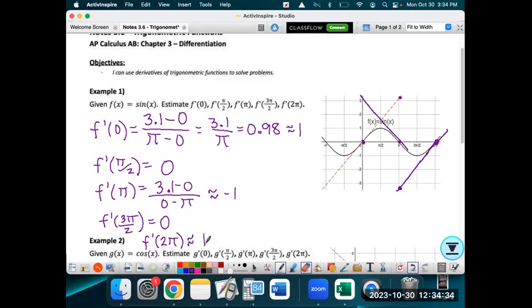So if we go ahead and look at all of the outputs here for these slope values, 1, 0, -1, 0, 1. It looks like, in general, our derivative of sine is actually cosine.